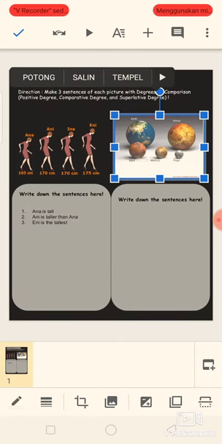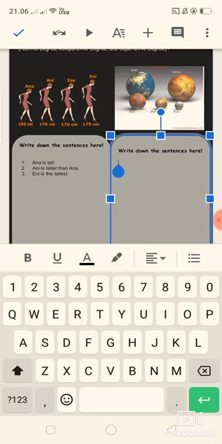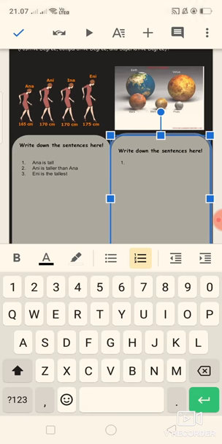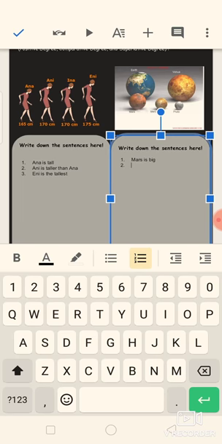There are Earth, Venus, Mars, Mercury, and Pluto. I will use Earth, Venus, and Mars, but you can use Mercury and Pluto too. Let's make the first sentence, which uses a positive degree. The smallest one is Mars, so I will use Mars as the positive degree. The adjective for this picture is big, right? So, Mars is big. That's right.